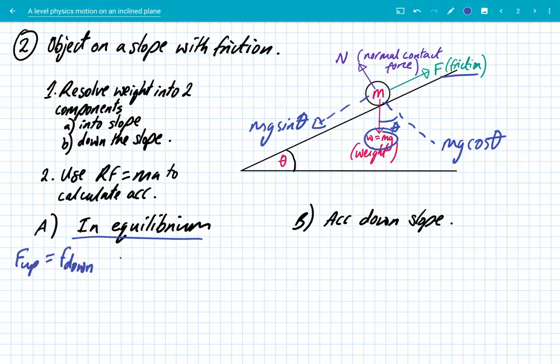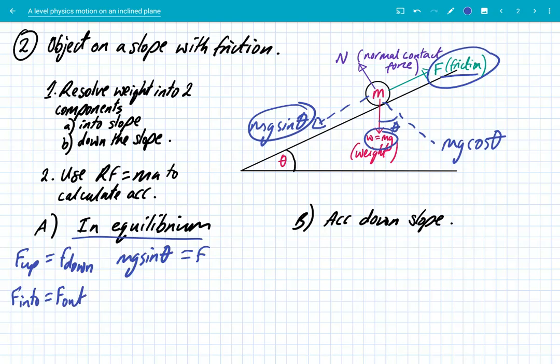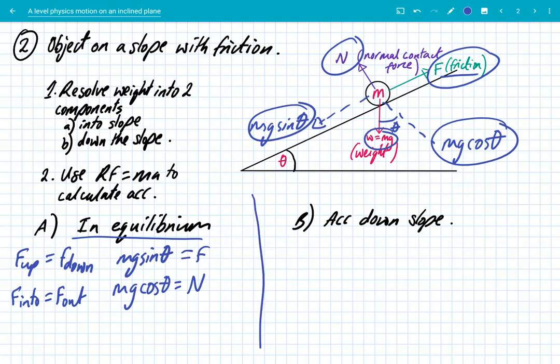So we can say that mg sine theta, the component of the weight down the slope, must be equal to the friction. So there we have an expression for those two. We can say that the force into the slope must equal the force out of the slope. So we can say that the normal contact force is equal to this component, mg cos theta, is equal to N. That's in the case of equilibrium where the forces are balanced.